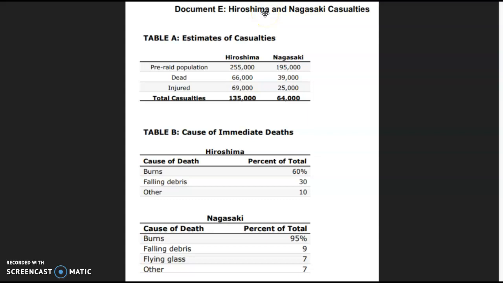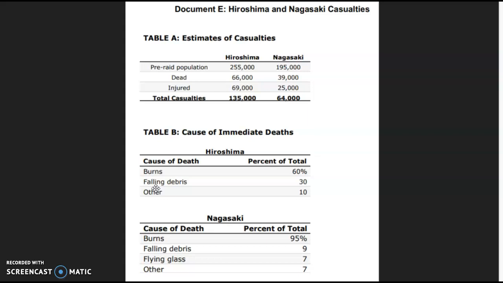The last document was the two tables, estimates of casualties. Pre-raid population of Hiroshima is 255,000, and out of that, about 66,000 were killed and 69,000 injured. The causes of those deaths, burns or falling debris, are the major causes. That's going to be thinking about things that came later, like the radiation poisoning, the birth defects, things like that, that were caused by the atomic bomb.